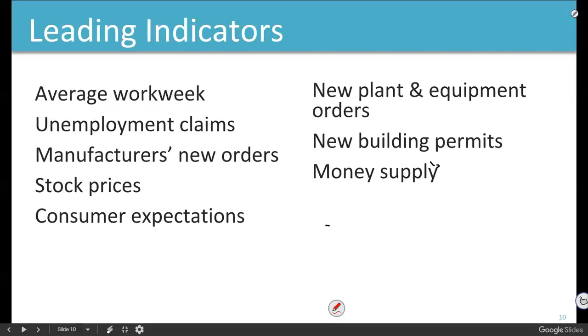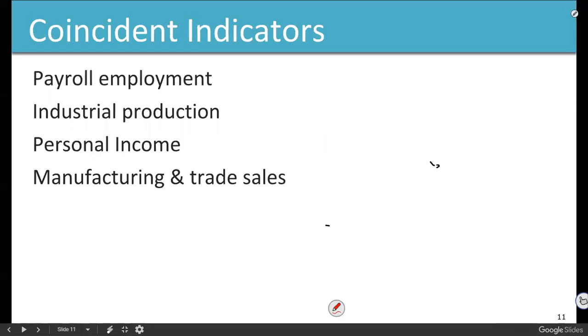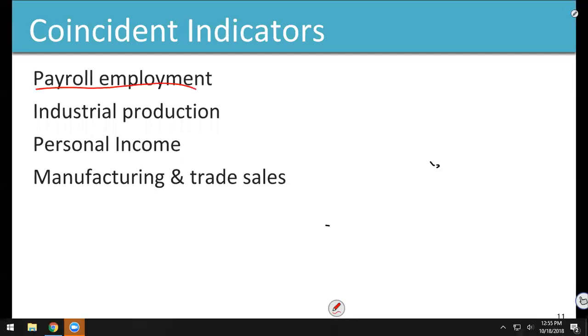Okay, I'm going to hold on to that example for a minute. Coincident. Once the economy starts moving, these things start moving. They usually don't move before. These are going to be secondary. As you start actually seeing the C plus I plus G plus X start to move, these things are going to move. Payroll employment, the amount of people getting paid to work, that's going to start going up.